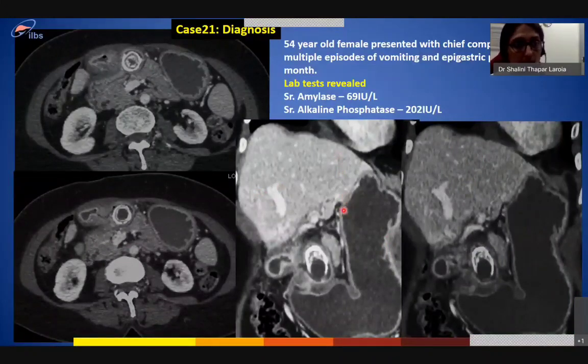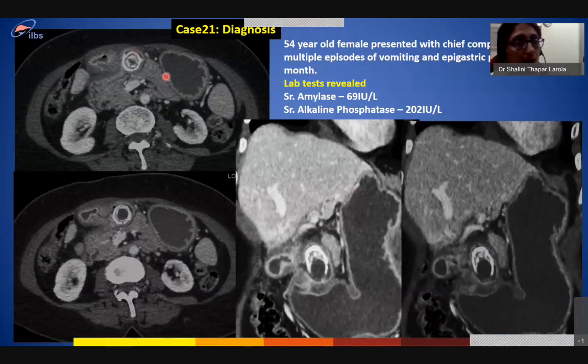And this is a very interesting case. So this is a 54-year-old female. She came to us with multiple episodes of vomiting and epigastric pain for almost a month. And when this patient came, she had a normal amylase of 69, and the alkaline phosphatase is much higher than what it should be. What do we see here?